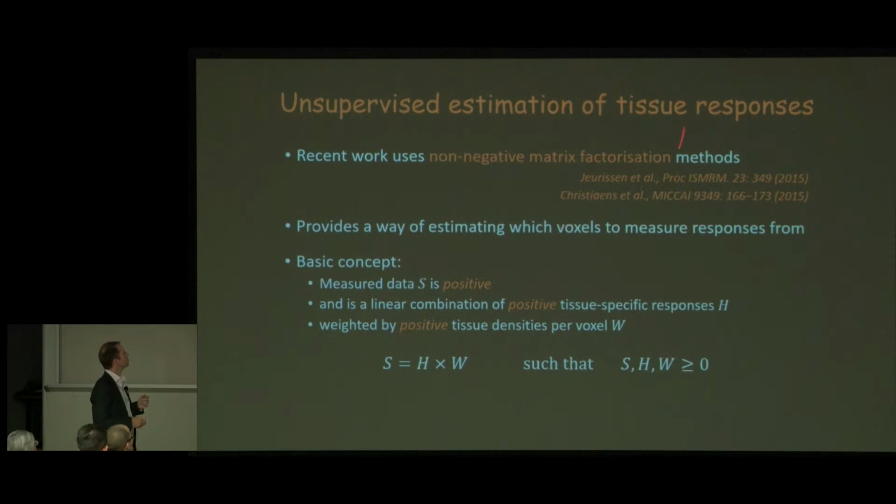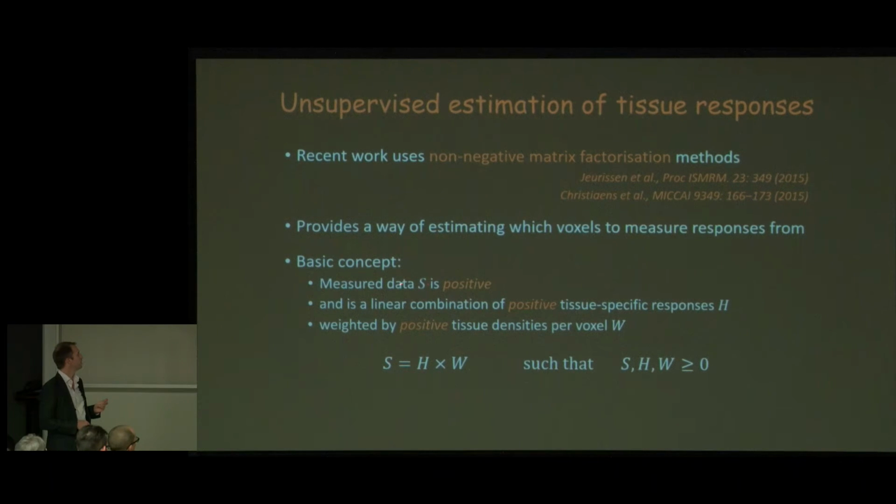So there's been some work recently trying to estimate these tissue responses in a much more unsupervised way. Currently what we do is we take a T1 image, segment it into grey matter, white matter, CSF, resample it to the diffusion-weighted images, and then pick out voxels that have very pure tissues. But we can also use methods that look at non-negative matrix factorizations as a way of getting the voxels from which to measure the responses.